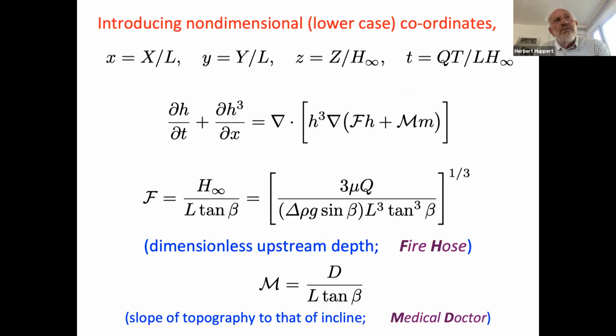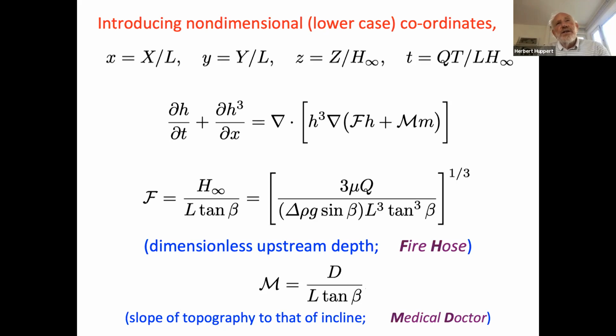Just saying, if we non-dimensionalize to get little variables with respect to a length scale capital N and a thickness scale capital H infinity and a time given by all of those, we get, as you see on the second line, a rather complicated nonlinear partial differential equation. There are variations in both time and in position, both X and Y. And you see the gradient works on H cubed. And there are two non-dimensional and important parameters, curly F and curly M.